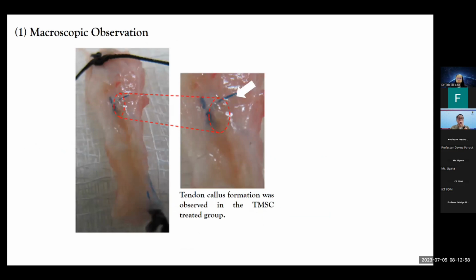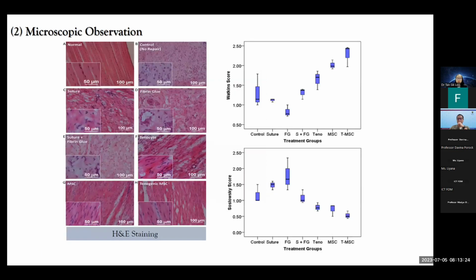So at the end point of the in vivo study, we observe tendon callus formations in the repaired tendon in the tendinogenic MSC treated group only. The tendon callus formation indicates new tendon formation in this TMSC treated group. And from the histology, microscopic observations, on the left here is a representative histology for the tendon treated with different treatments.